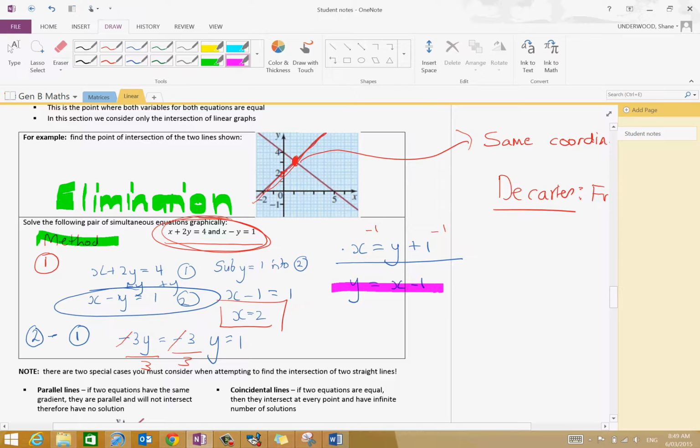Now what I can do is sub that back into... Now the problem is, don't sub it back into the equation that you used. Which equation did we use? We used this one. So which one do you sub it into? The other one. Okay, so what we need to do is sub that into there.